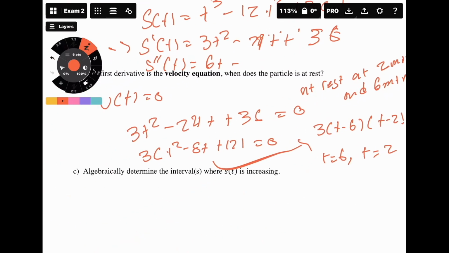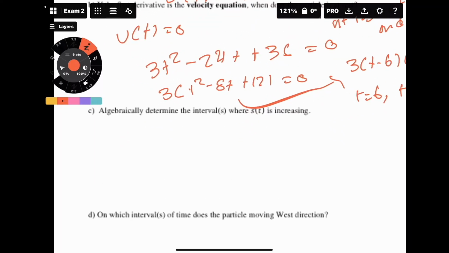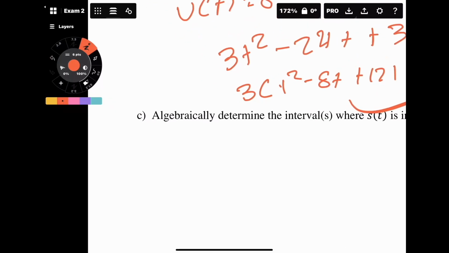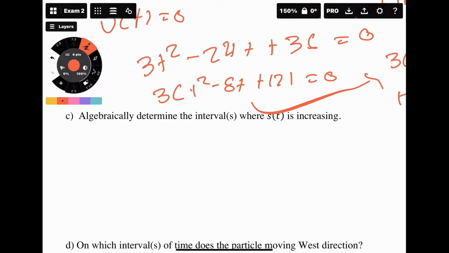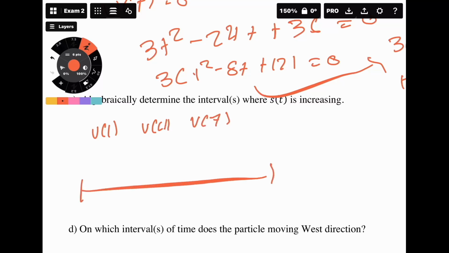Okay. Let's do C now. Algebraically determine the intervals where s of t is increasing. Okay, so this is pretty easy. What we want to know is the velocity at 1, 4, and 7, since we know where at rest is, since it's going to be at 0, 2, and 6.